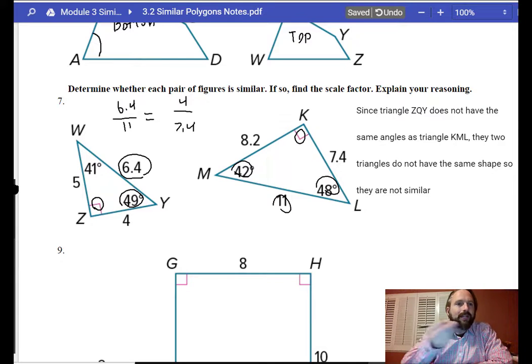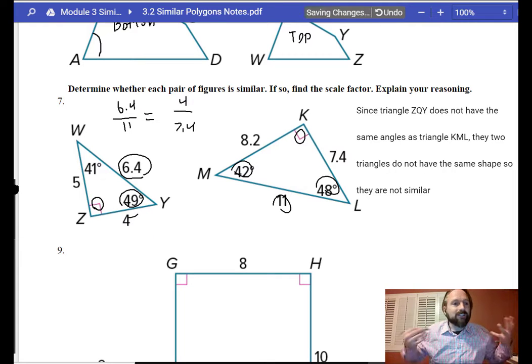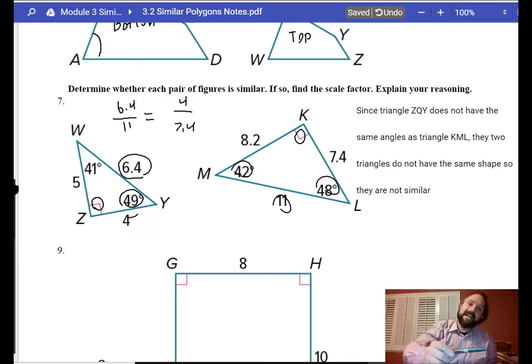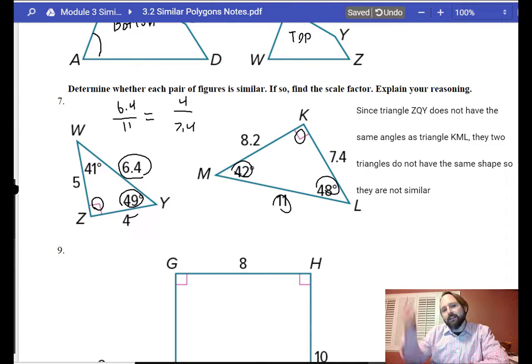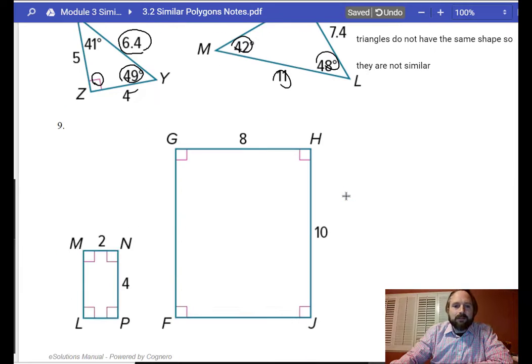I already know right now it's not similar because the angles are not the same, so it doesn't make the same shape. So I'm not going to go through the hassle of checking whether these are equivalent fractions, because I don't need to. They are not the same shape, because they don't have the same angles. Let's go on. Number 9.